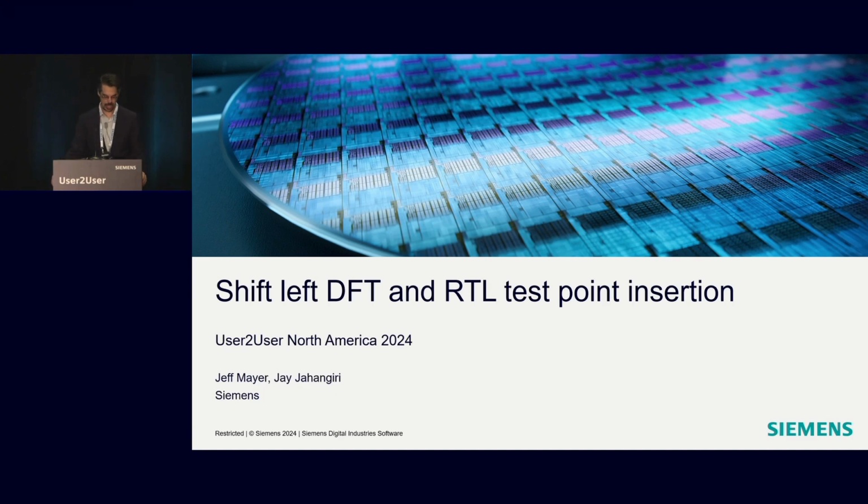So our first presenter today is going to be Jay Jahangiri. Jay is the DFT Product Management Director for Tessent Products at Siemens EDA. He spent 29 years in DFT and has experience from Texas Instruments and Raytheon prior to joining Siemens. He is also the co-inventor of 2 US patents and has written several articles and papers. So today's talk is going to be on shift-left DFT techniques, including RTL complexity analysis, RTL test points, and flow optimizations with quick synthesis. So please welcome Jay Jahangiri.